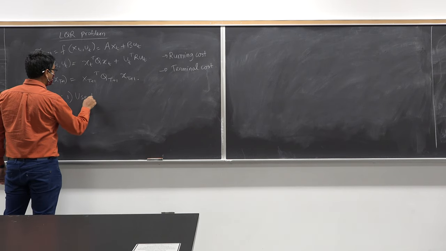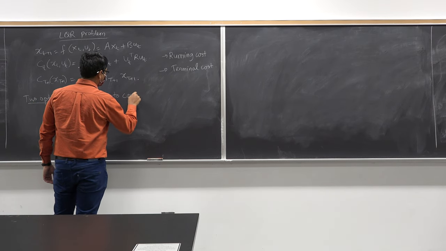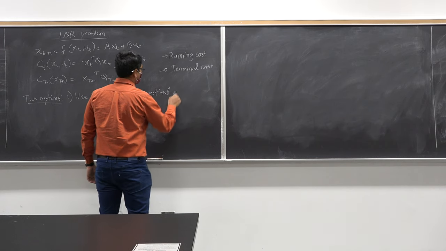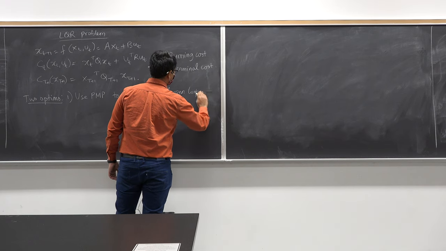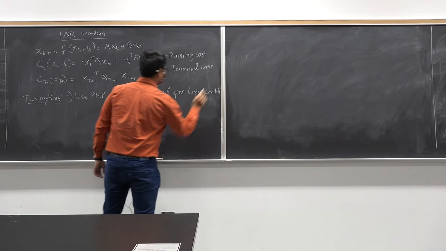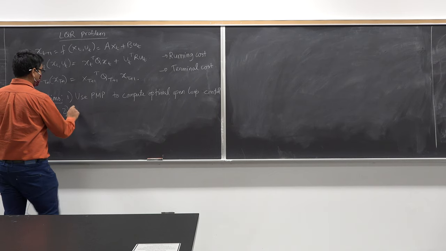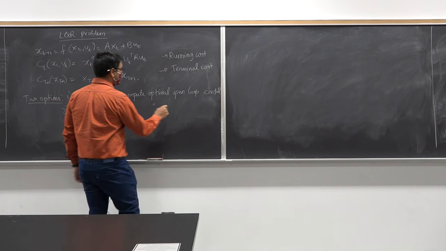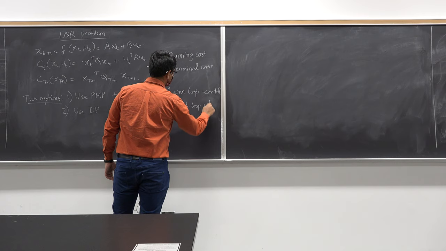One is use PMP, Pontryagin maximum principle, to compute optimal open loop control. Open loop means that the control action u t doesn't depend on x t. Alternatively, I can use DP, dynamic programming, to compute optimal closed loop policy.